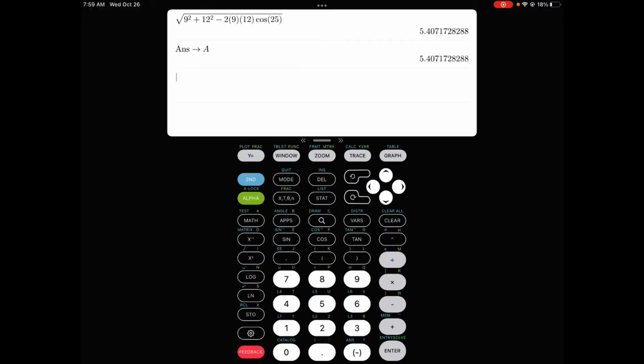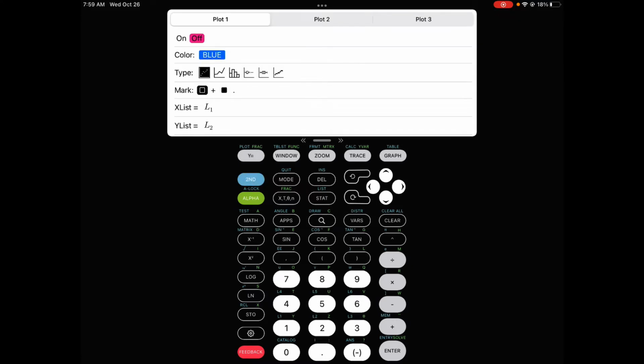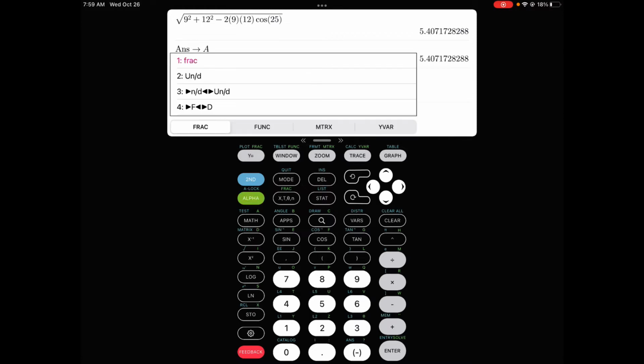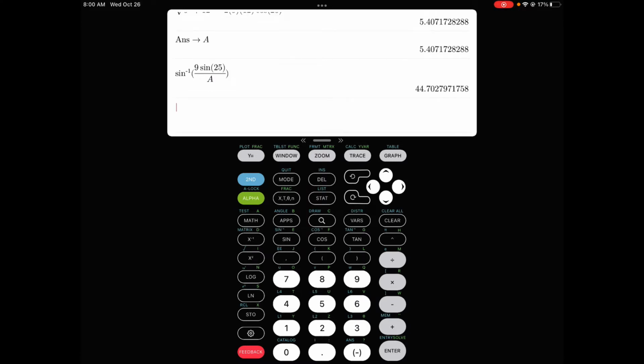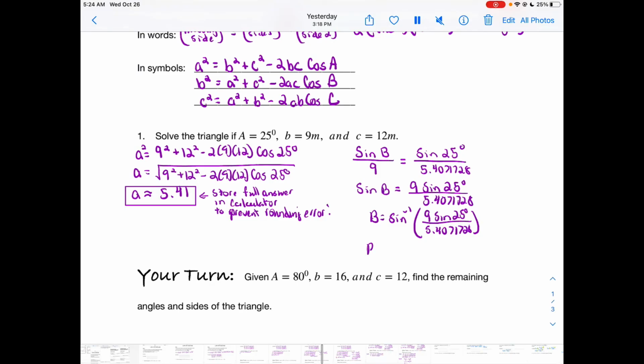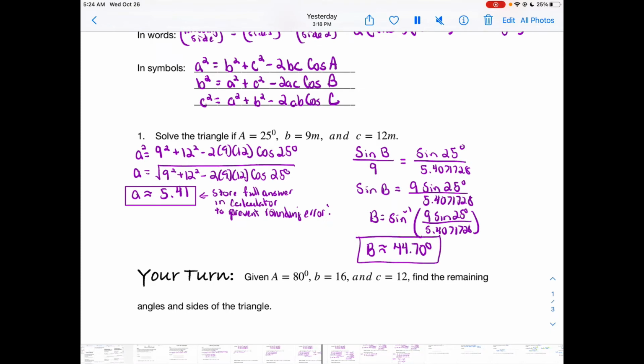To find angle B, I'm going to do my inverse sine of the fraction. And the fraction needs to be 9 sine of 25 over my stored value for A. So we're going to do alpha A here, and then push enter. And there's where you get the 44.7. And I get that B is approximately 44.70 degrees.